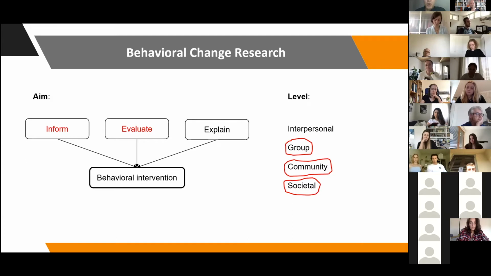So when we talk about behavioral change research, we're talking about behavioral change that is expected to be done at the group, community, organization, and societal level. And in your research proposals, when I read them, I remember in some cases it was an age group that was targeted. That's the kind of behavioral change research that we focus on.